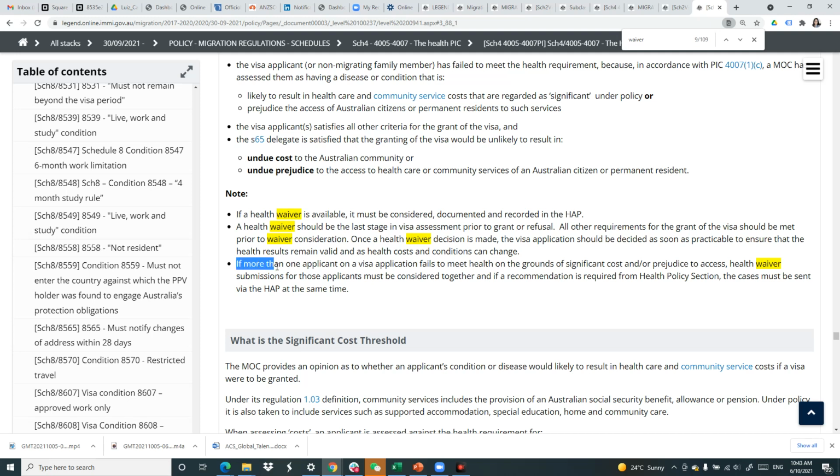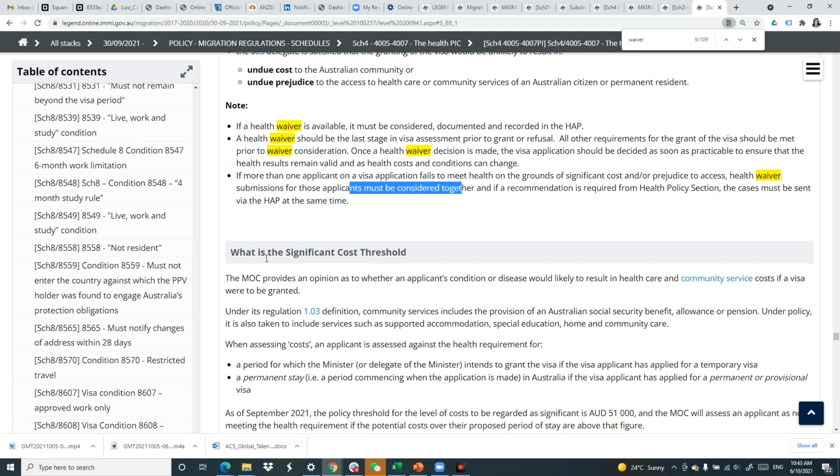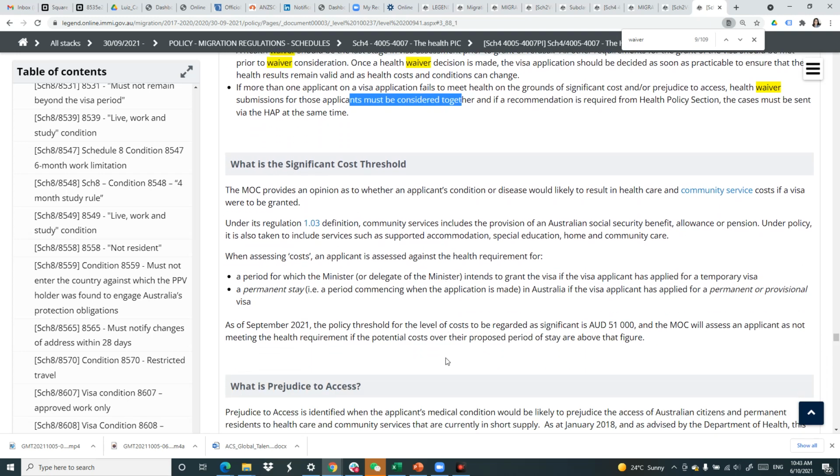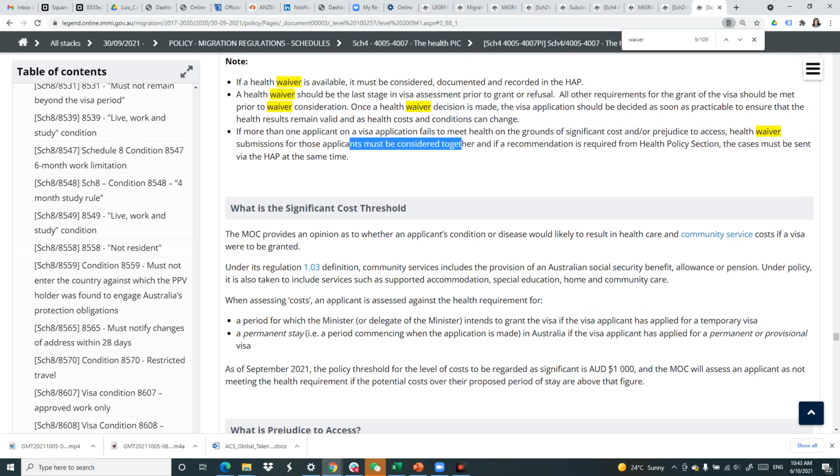They also say if more than one health waiver is involved, they must be considered together. Which means if one or more people failed the health exam, they have to be considered as a total cost. Now, what is a significant cost? They have a definition in this regard. I'm not going to go through it. The current threshold is not 49,000; as of September 2021, the policy threshold is 51,000.